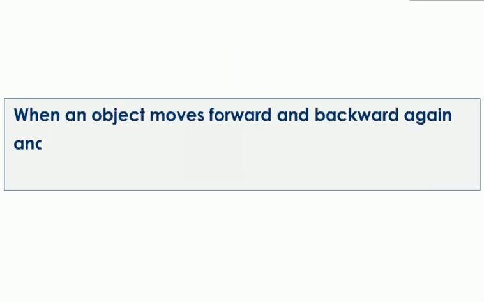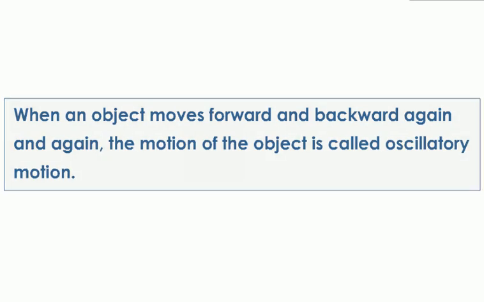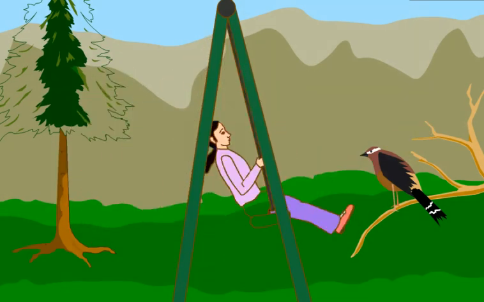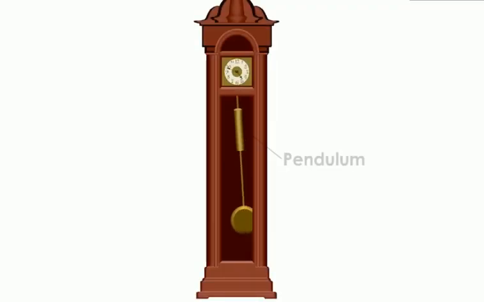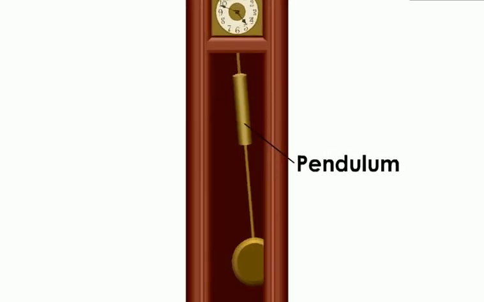Students, when an object moves forward and backward again and again, the motion of the object is called oscillatory motion. Some more examples of oscillatory motion are motion of a child on a swing, the motion of a pendulum of a wall clock, and so on.